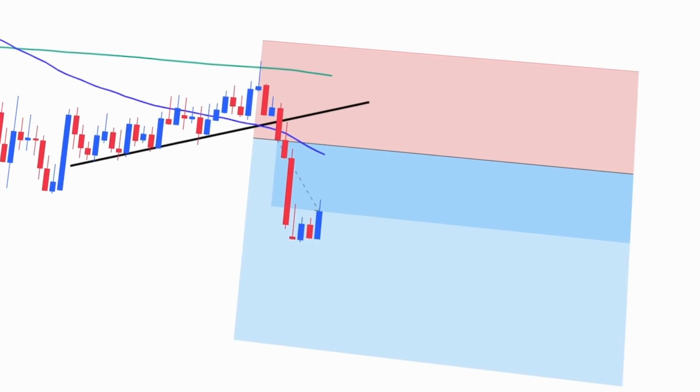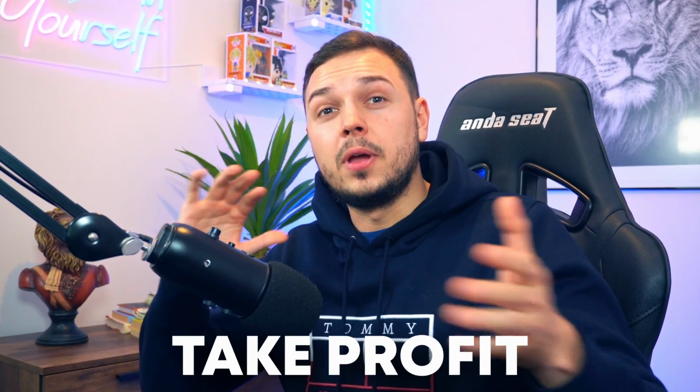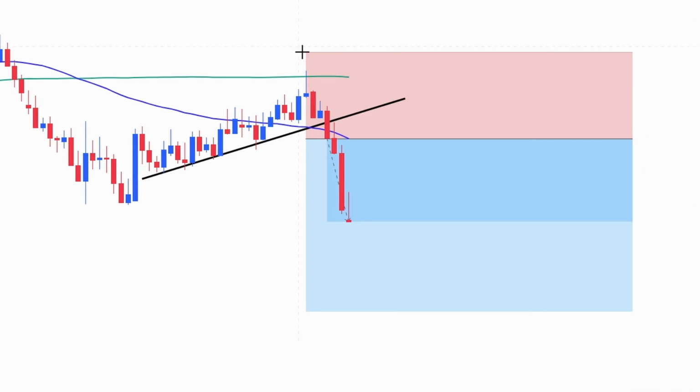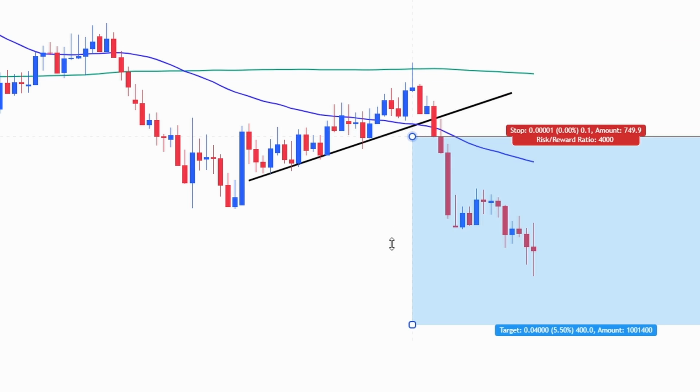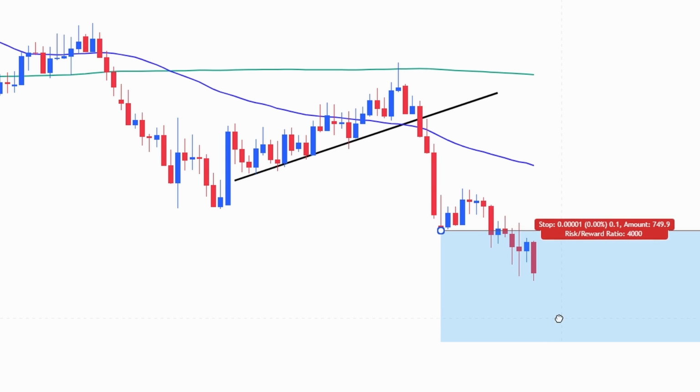So as the trade unfolds, make sure to monitor it closely and adjust your take profit and stop loss levels as needed. For example, if the trade is going in your favor, you might consider moving your stop loss to break-even point or even to a point of profit to protect your gains.